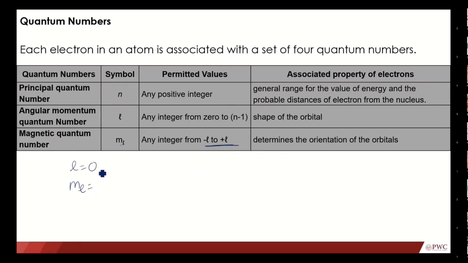-1 and 1. No, it's 0 on L. So in this case, it's just 0 because our L is 0. When L is equal to 1, what are the allowed values for m sub L? Negative 1, 0, and then positive 1.